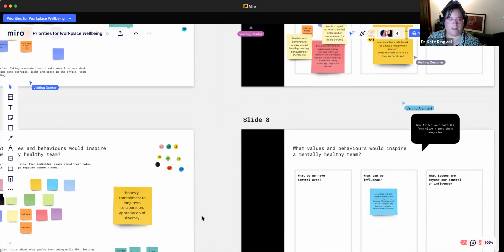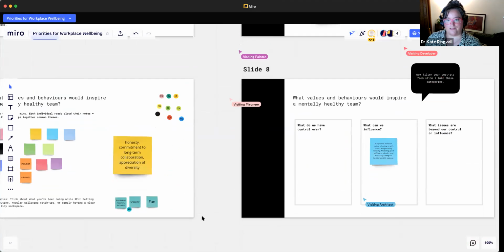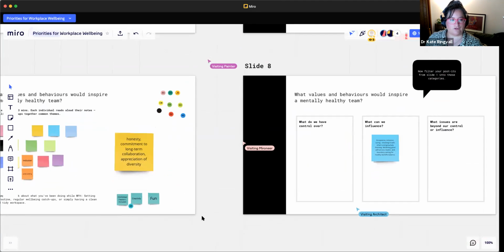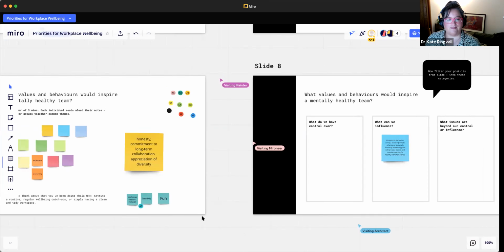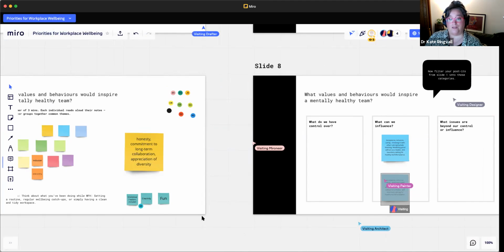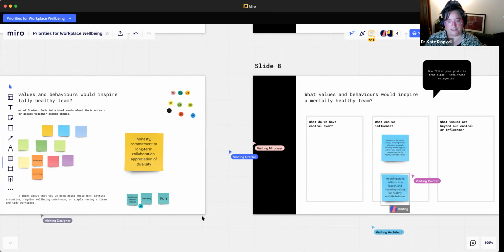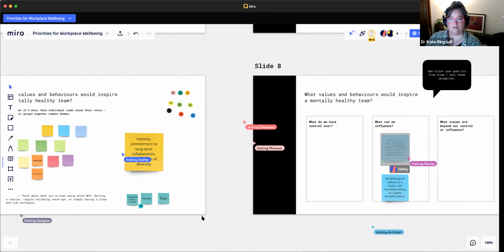So once again, if you missed out on this earlier part of our workshop, jump on and put in an answer for yourself in slide 3 next to us here, in your colour of post-it note. And then in one of these categories, answer the question: what values and behaviours would inspire a mentally healthy team? Again, what do we have control over? What can we influence? And what issues are beyond our control or influence as far as that question is concerned? And we've got 3 minutes again, please, Kate.